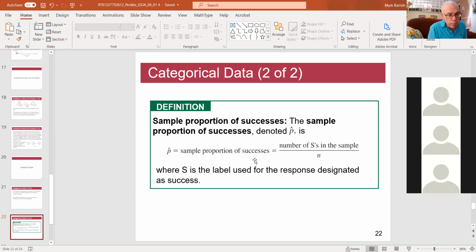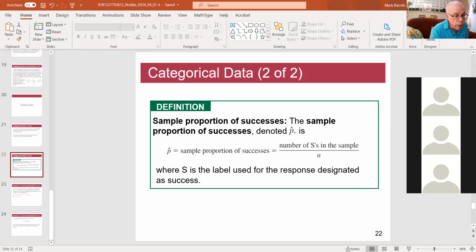But I'm introducing you to this symbol now. Typically, if we were looking at a population, we would use the letter P by itself to represent the population proportion of successes. All right. That's basically something that we're just showing you up front for now.